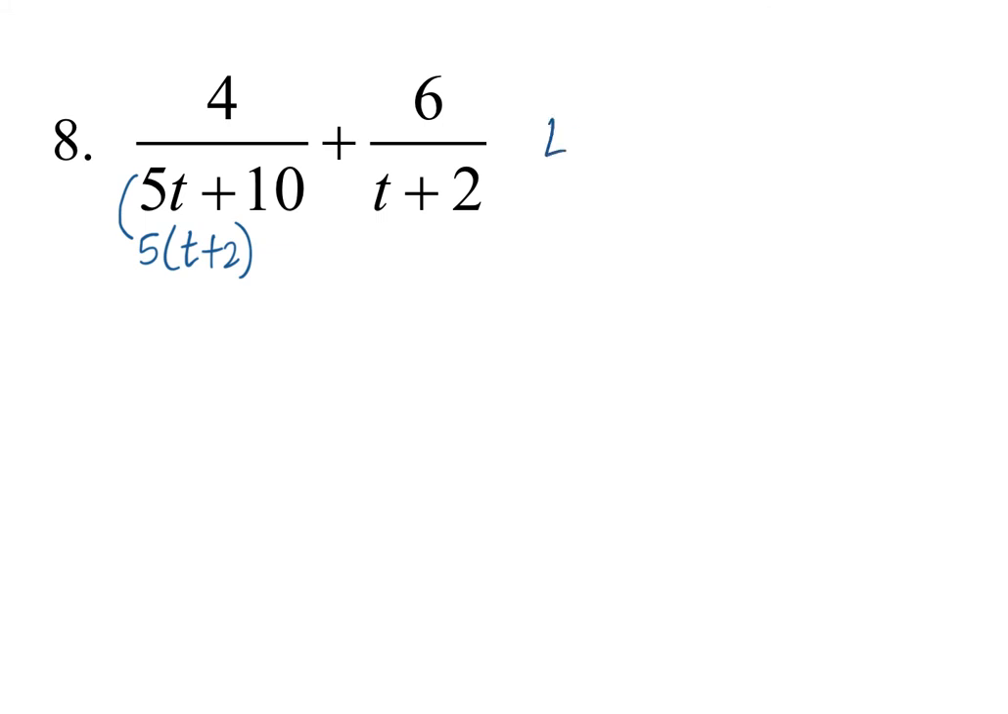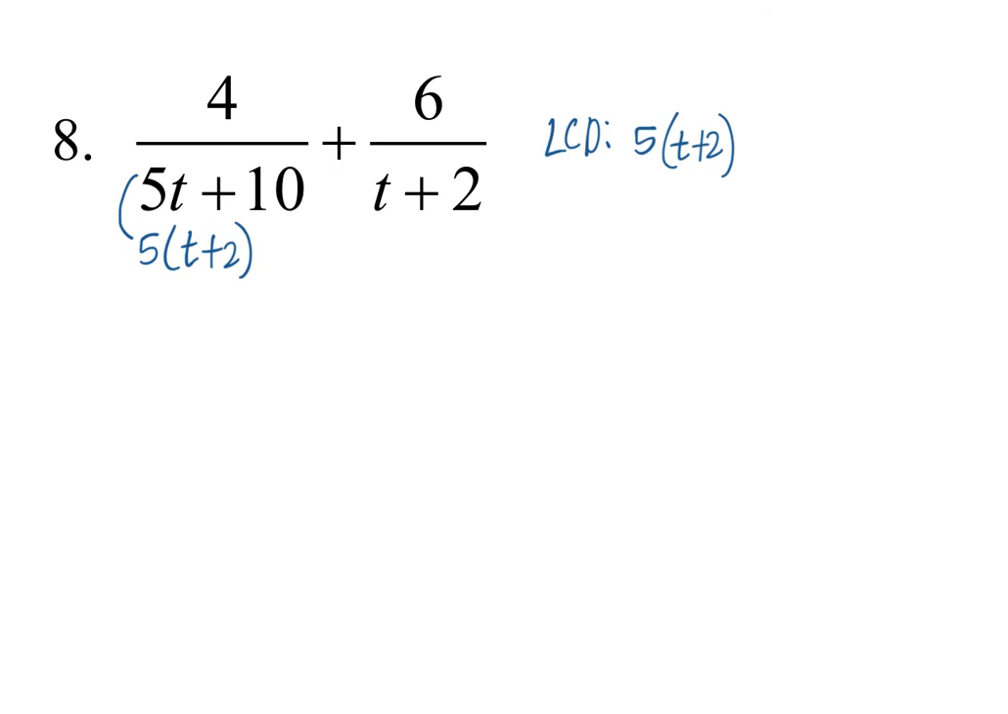So our LCD, let's write down all the different factors that we see. We see a factor of 5. We see a factor of t plus 2, and that's the only factors we see, okay? And you then assign each factor the highest power in which it appears, and they both only appear once at most in each denominator.